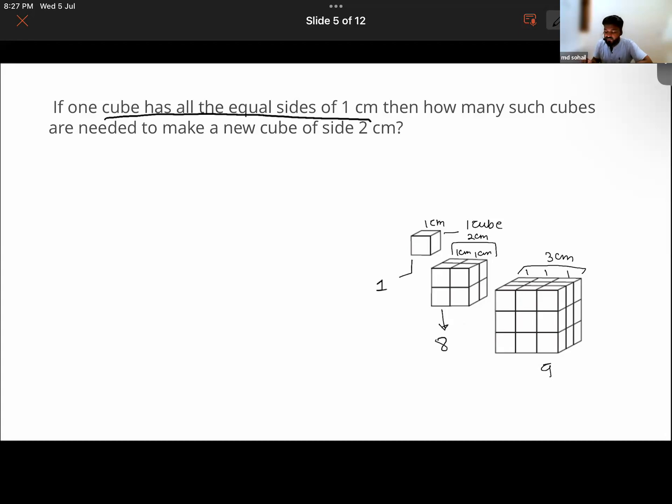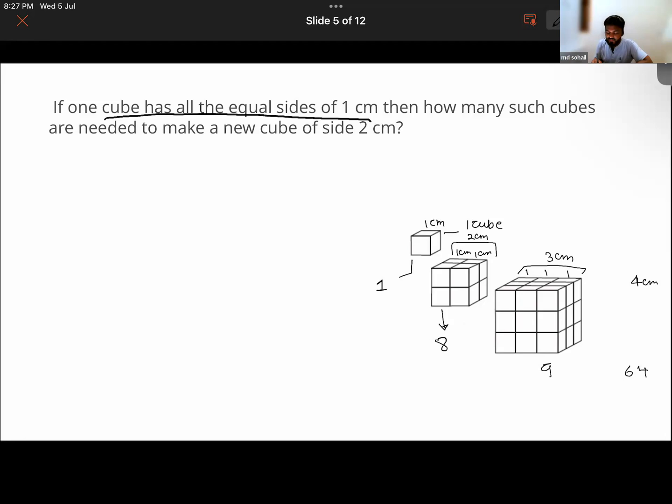Similarly, if we were to find a cube in which the measurement of each side is 4 centimeter, then how many cubes do we require? You guys will require 64 cubes.